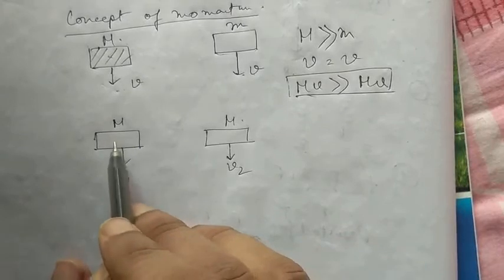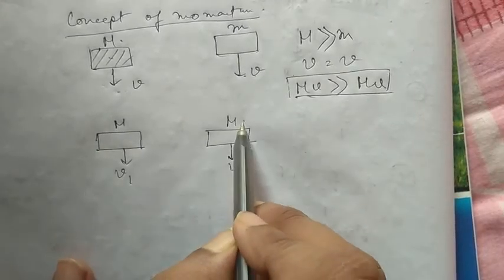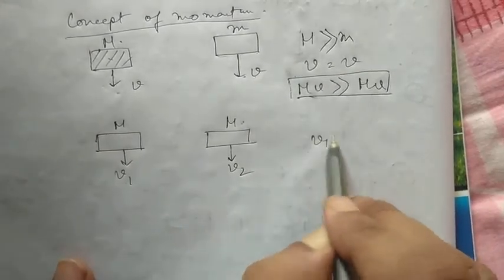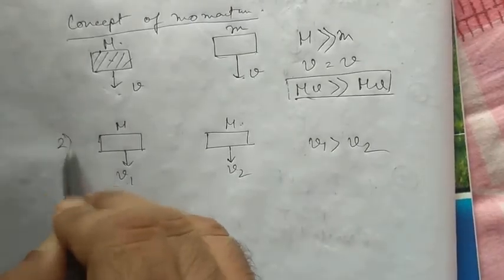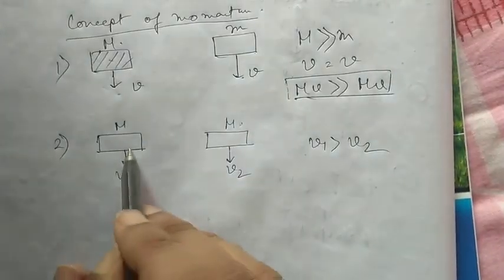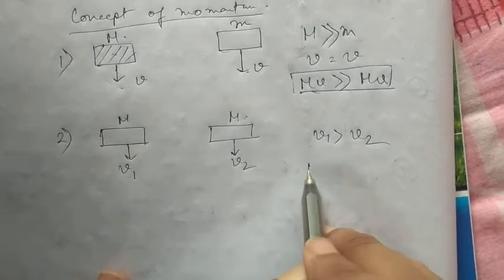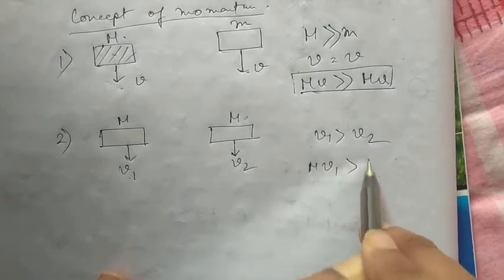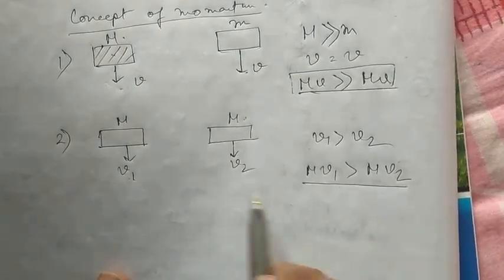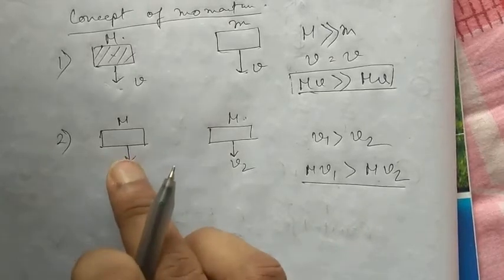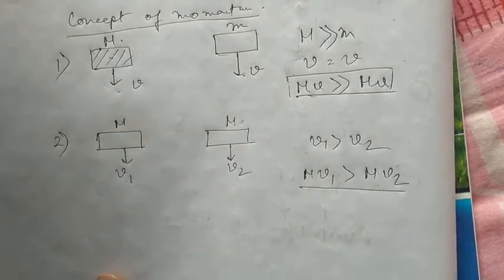In the second case, the mass of the two trucks was the same. The velocity, suppose v1 is greater than v2. This is case number 2. Now the momentum mv1 should be greater than mv2. So the force required to stop this truck would be much greater than this one.